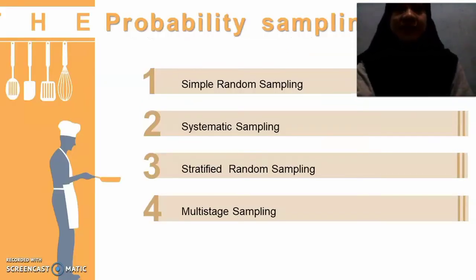Next, the probability sampling method has some types. There are four. First, simple random sampling. Second, systematic sampling. Third, stratified random sampling. And the last is multi-stage sampling.